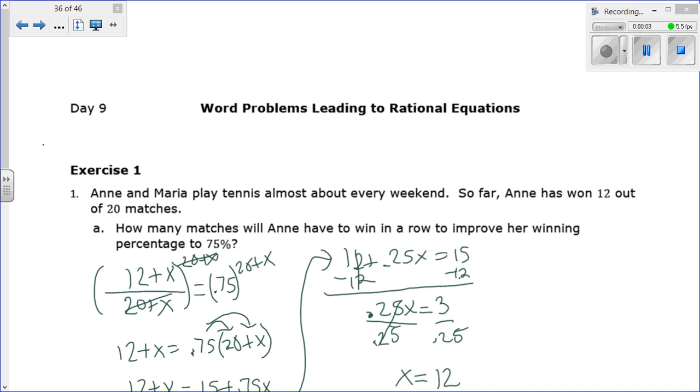Hi, and welcome to day 9 of Rational Expressions. We are solving word problems leading to rational equations.